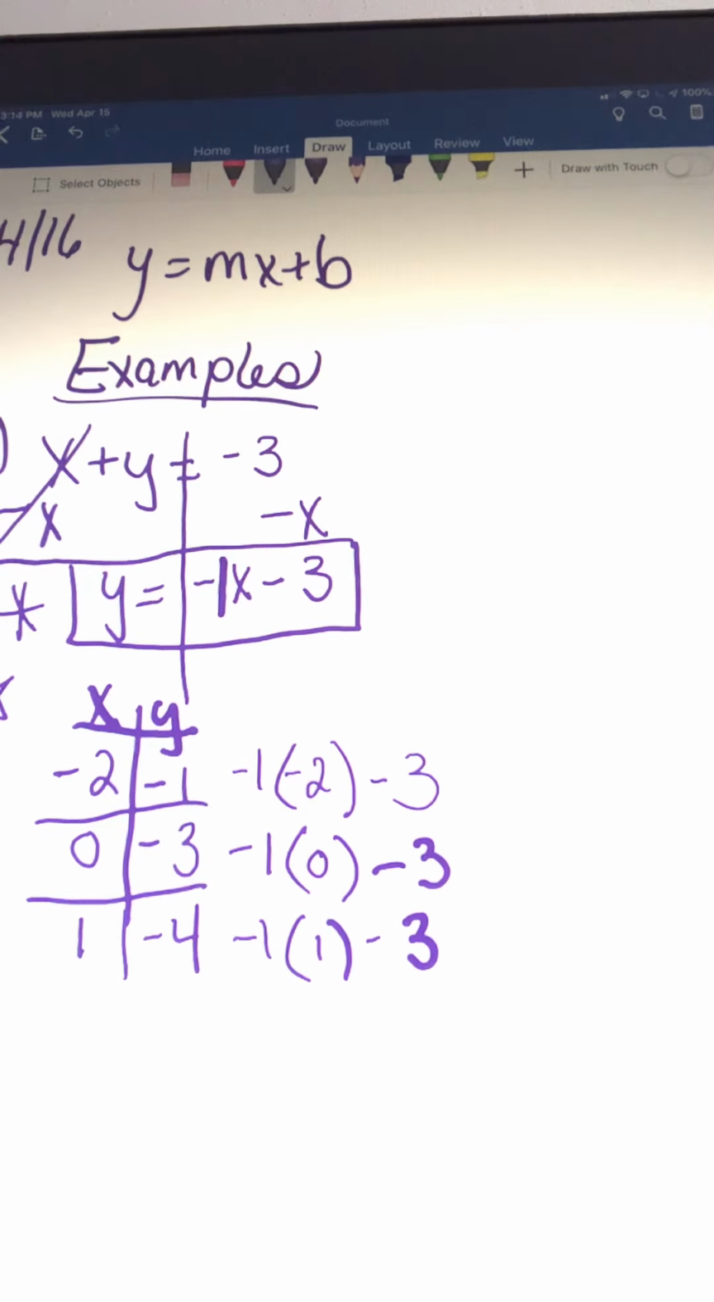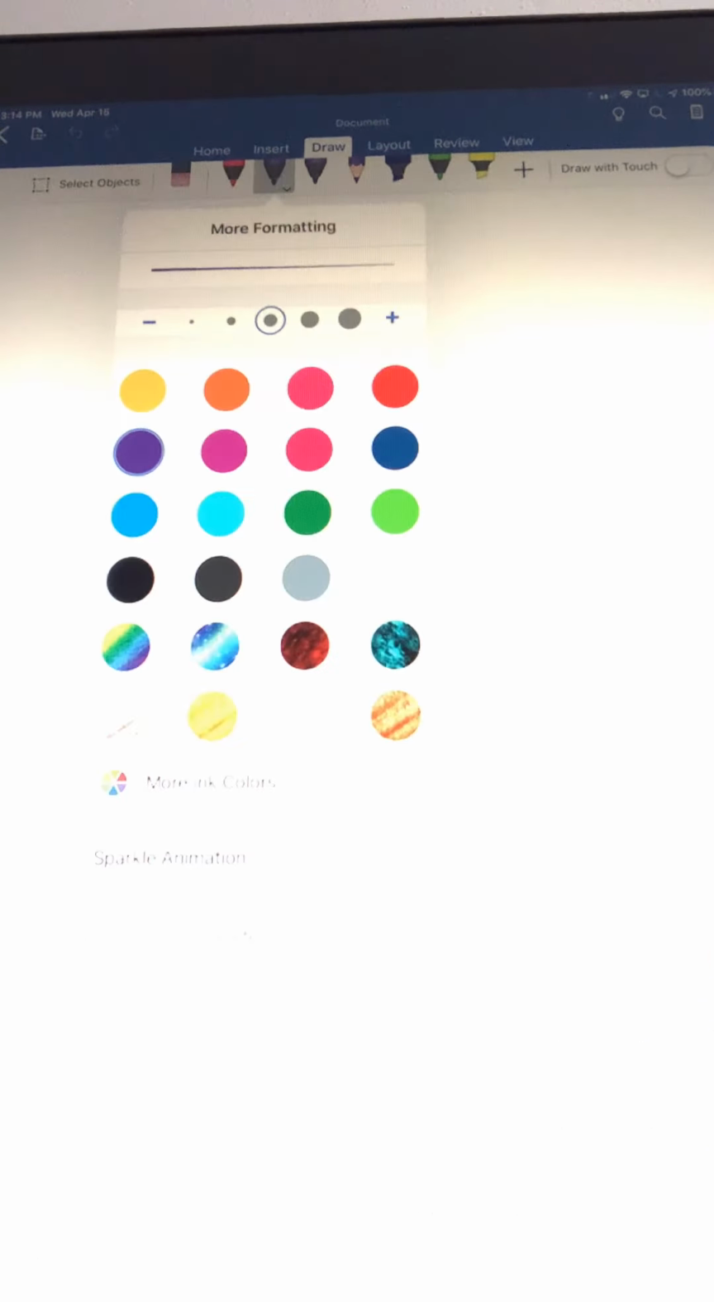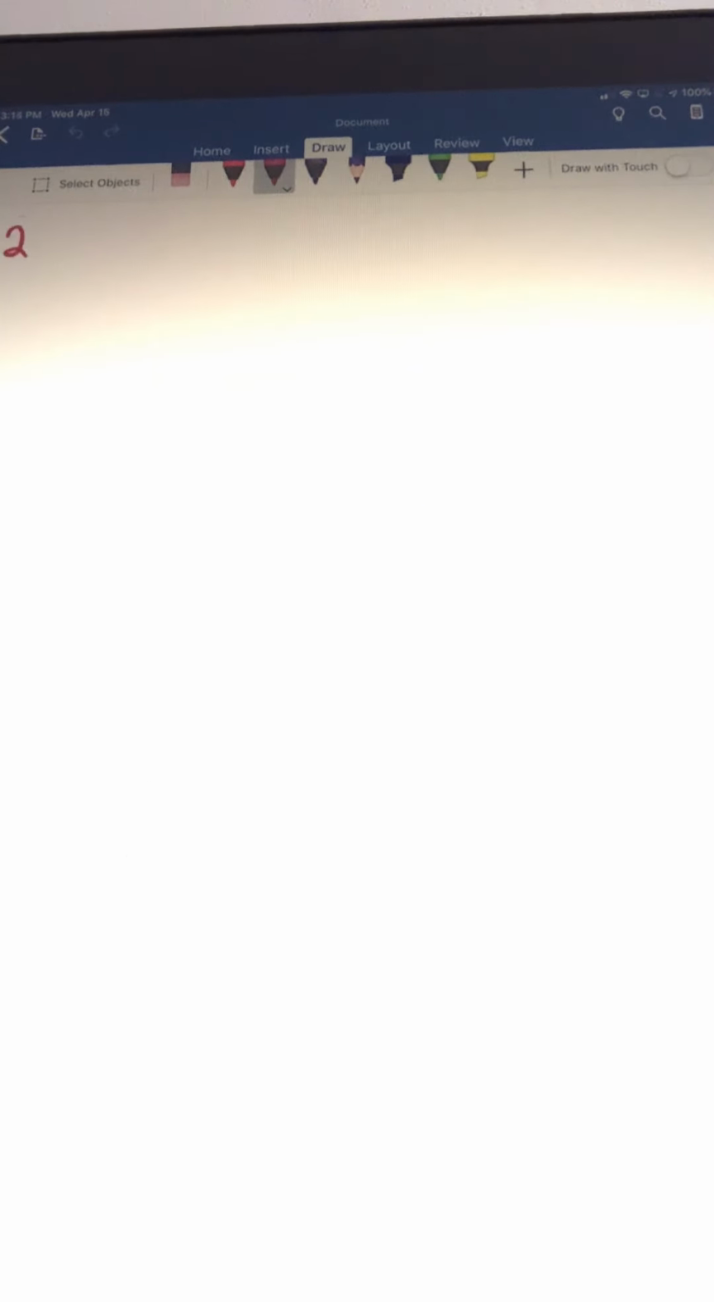Okay, so that's the first example. We're going to do a few more examples. So let me clear my area and let's do number 2. So this is example 2. And we'll change the color for you guys. So here we go, number 2.